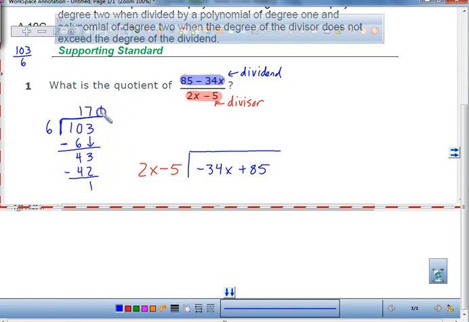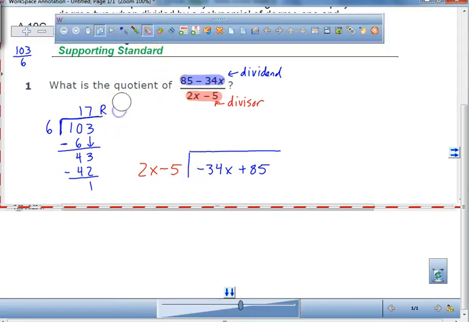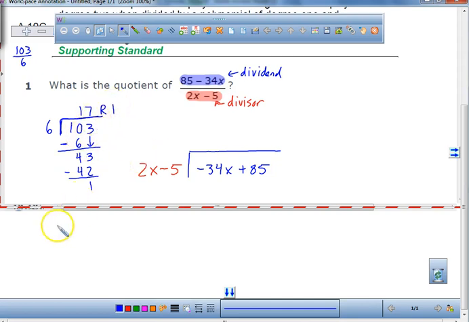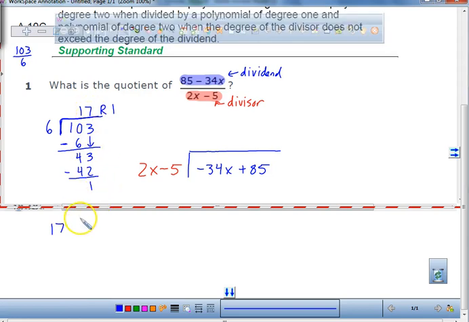You guys remember back in the day, you would do like 17 R 1, and they put the remainder was a 1. Well, we don't do R 1. Actually, what you would do is you would say it went into it 17 times, and what did you have left? You had 1 out of 6. So this would be rewritten as 17 and 1/6. Remember that? Okay? So what we're going to do is we're going to do the exact same method, except we're going to be using variables and numbers, not just numbers.